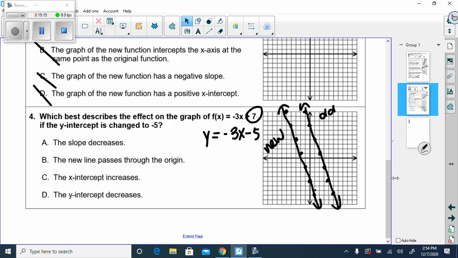It says the slope decreased. Is that true? No, slope didn't change. The new line passes through the origin. No. The x-intercept increased. Nope, right, it decreased. It was over here, and now it's over here. The y-intercept decreased. Yes. Okay.